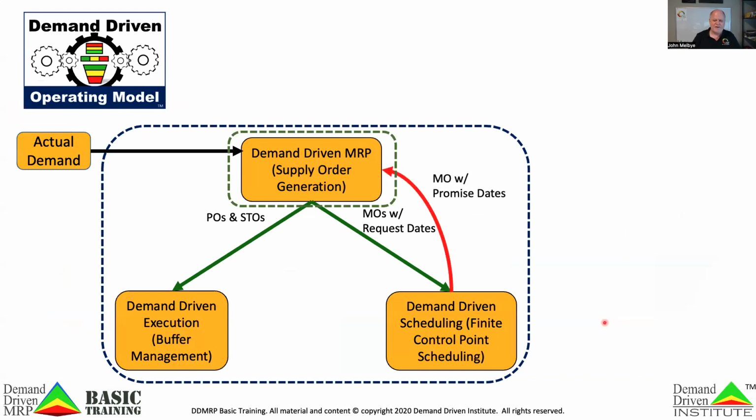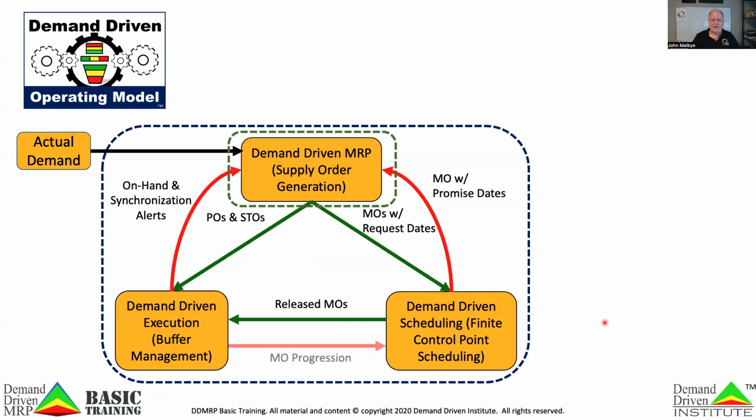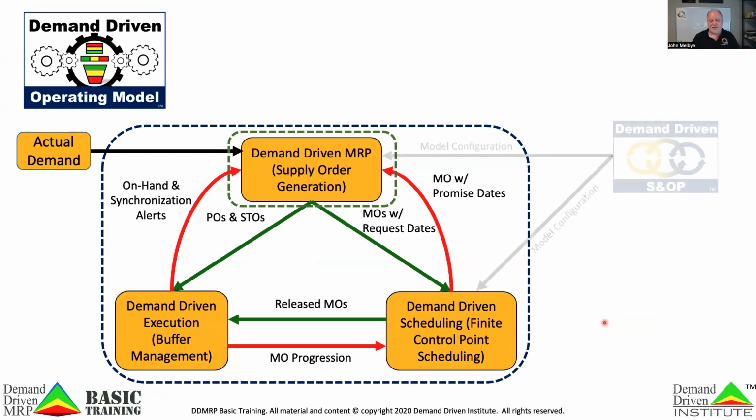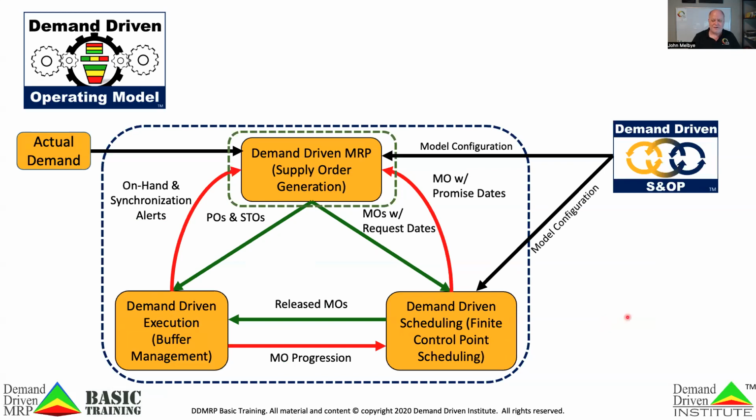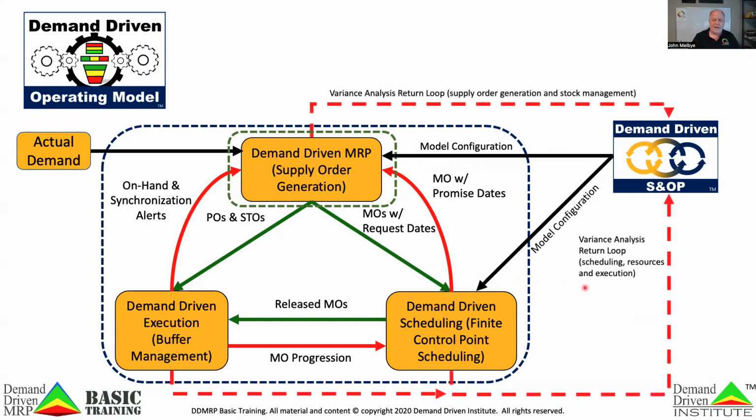Again, the feedback comes up to get promise dates for our manufacturing orders and our on-hand and synchronization alerts from our buffer management. And then the release manufacturing orders go over to help maintain the buffers, and the progression of those manufacturing orders goes back to help the scheduling side. Demand-driven sales and operations planning feeds in with their model configurations and changes that need to happen to the demand-driven operating model. And then we have a variance loop that feeds back from all the components here back to that demand-driven sales and operations planning team.